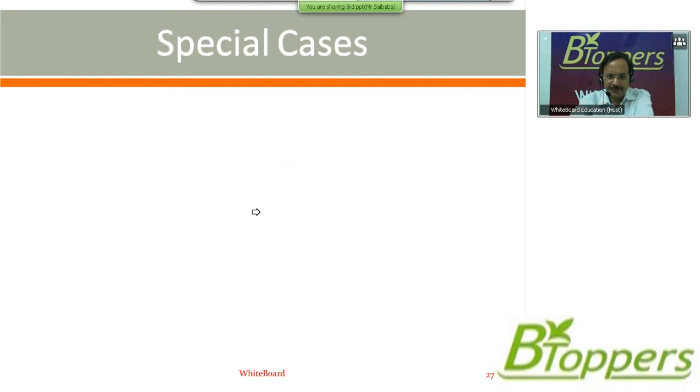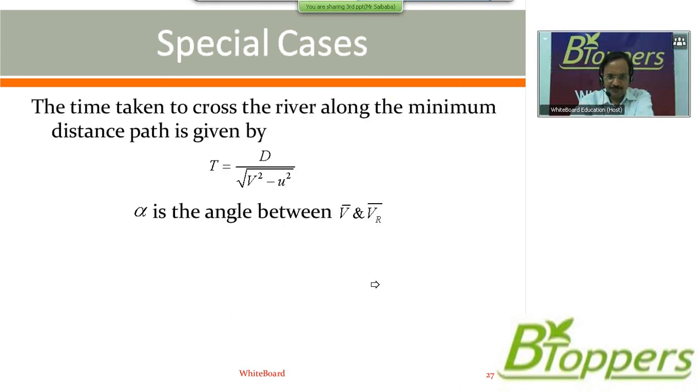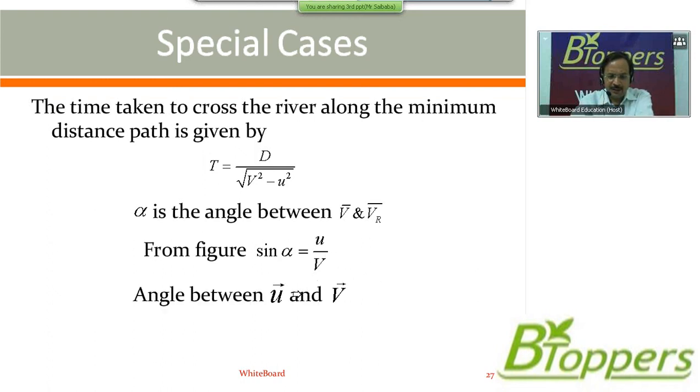As shown in the figure, if alpha is the angle between V bar and VR bar, that means alpha is the angle which V bar makes with the line OA, then sin alpha you can write as U by V. The angle between U bar and V bar, we denote it by theta, that is equal to 90 degrees plus alpha.